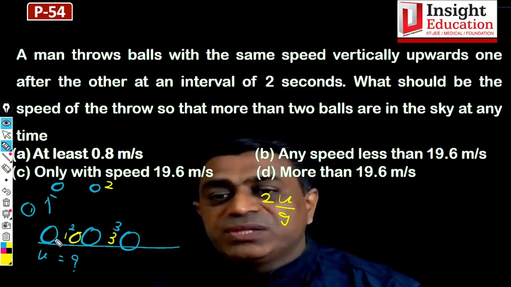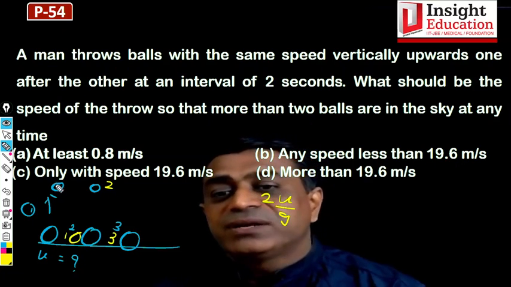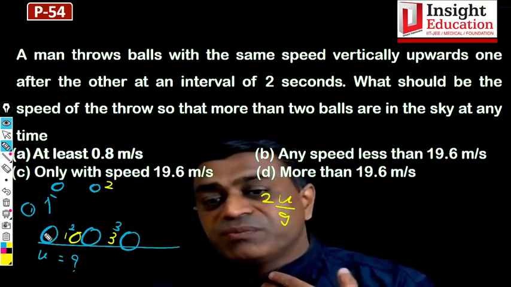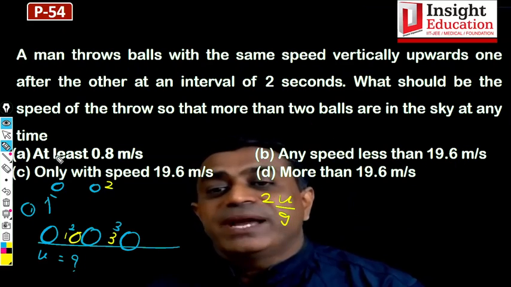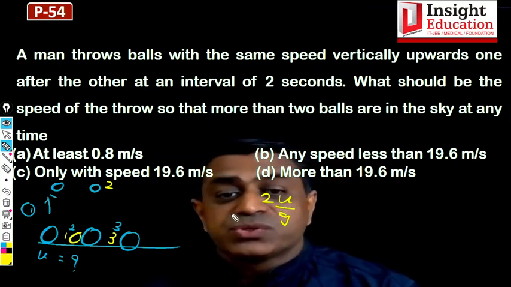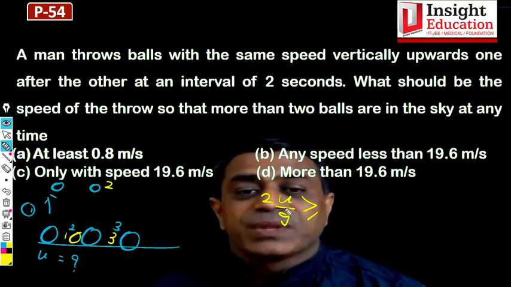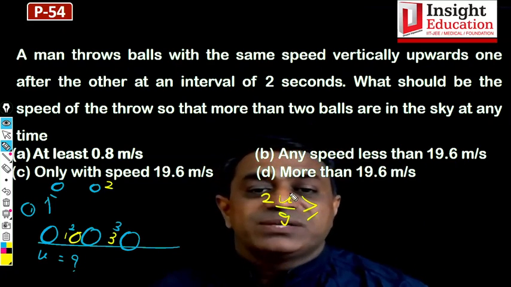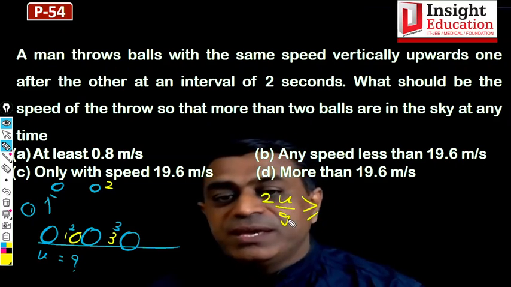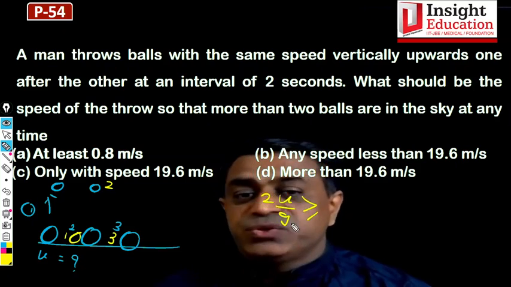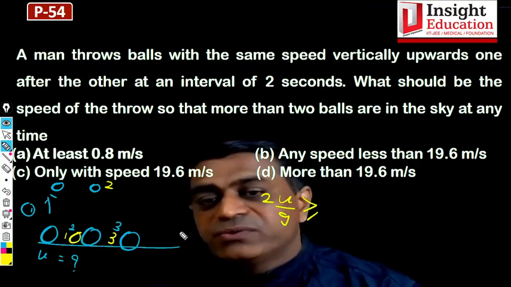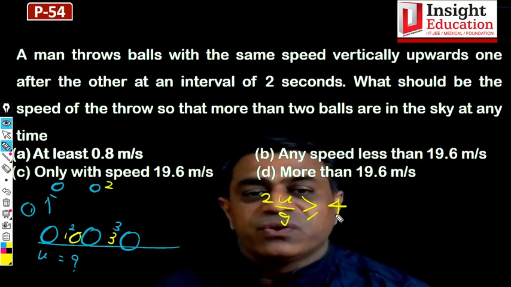When we throw the first ball, it will take 2 seconds up, again 2 seconds to come back. But if we throw with more speed, then it will go higher, so the time may be more than that. So what should be the minimum time? The minimum time should be twice u by g. So upward flight 2 seconds, downward flight 2 seconds. So that is 4 seconds.